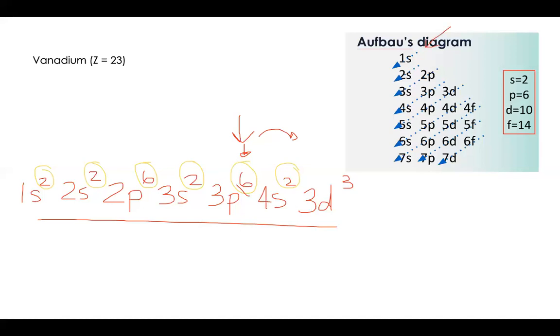Following the sequence of the arrows, we start with 1s, and then it's 2s, then 2p, 3s, 3p, 4s, and then we switch to 3d, 4p. This is the part that can be a little bit tricky, because after 4s it is not 4p, it's 3d. So be sure to follow the correct order before you switch to the next level of energy.